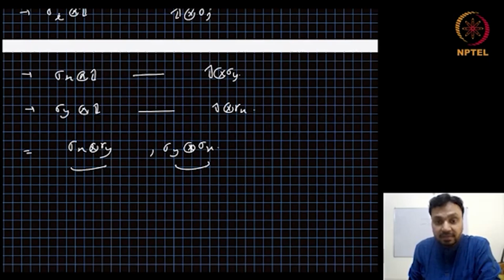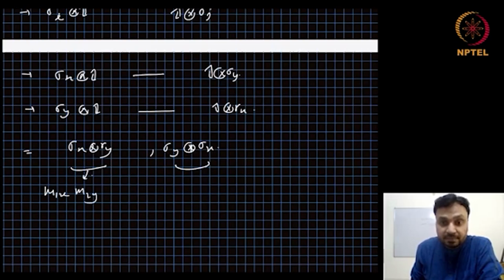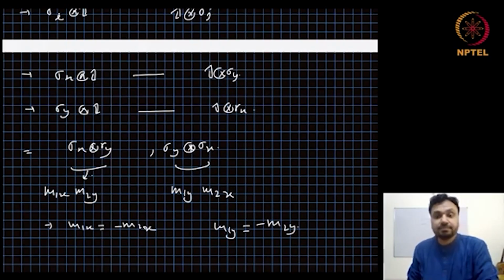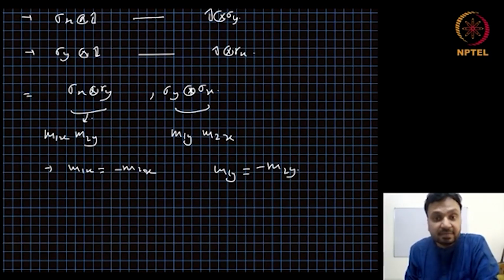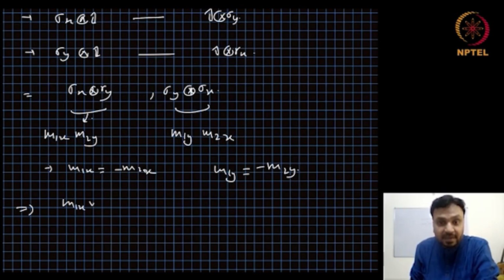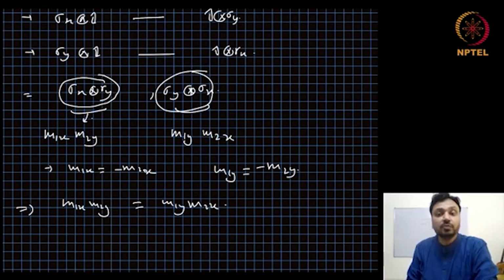So let us say the outcome of this sigma x was m1x, and sigma y was m2y. Then the outcome from this measurement will be m1x m2y, and from here it will be m1y m2x. We have established earlier that m1x is equal to minus m2x, and m1y is minus m2y. That is, a sigma x measurement on the first will give us exactly opposite results to the sigma x measurement on the second particle. Similarly, sigma y on the first will give exactly opposite results to sigma y on the other. So the results will be negatively correlated. This says that m1x m2y is the same as m1y m2x. So the outcomes of these two measurements should be the same.